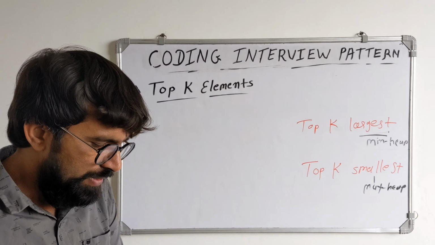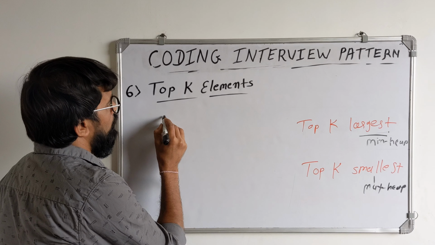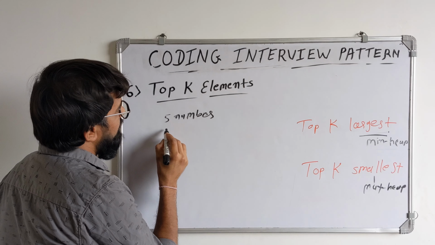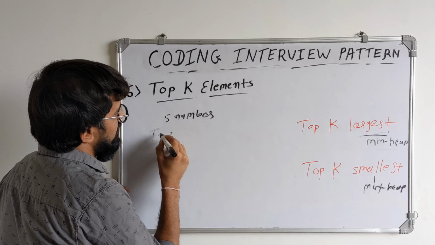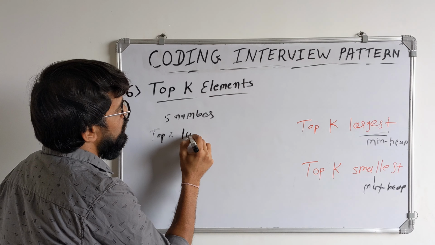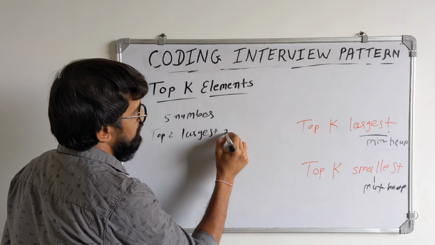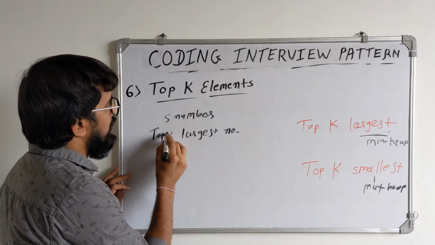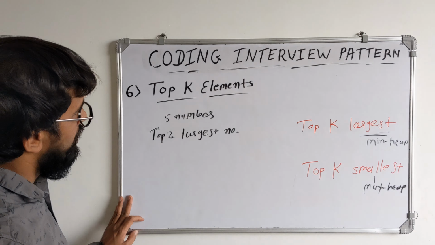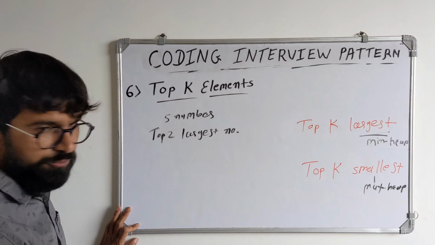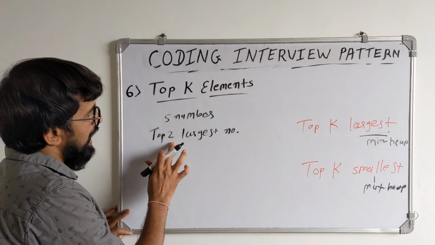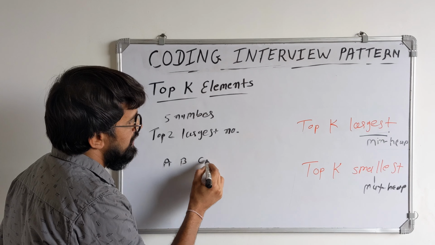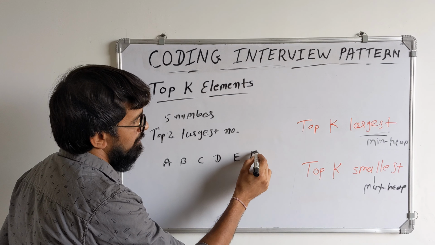So let's say we have 5 numbers, and we want to find the top 2 largest numbers. Out of 5, we want to find the top 2 largest. Now forget minimum heap, maximum heap. What we will do is find the top 2 largest numbers. So let's say our numbers are A, B, C, D, E, F.